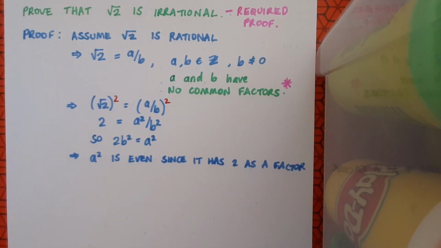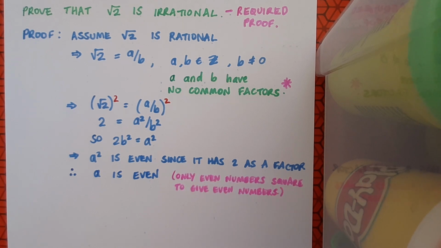Interestingly, if it's true that a squared is even, that also means that a is even, because only even numbers can square together to give an even result. So we'll state that a is even. You can test this yourself by squaring a few odd numbers and seeing what happens. So if a is even, let's define a as an even number. We could call a 2c, 2 by something.